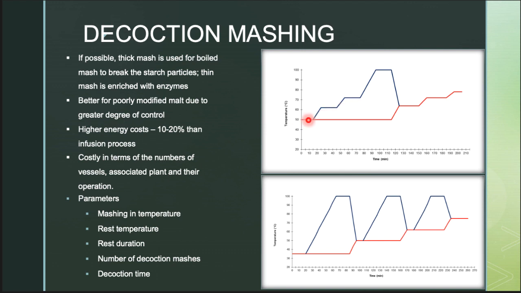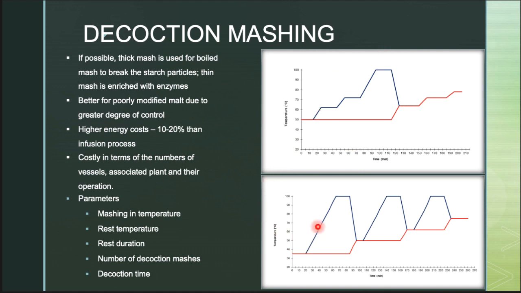For example, here mashing in is at 50 degrees centigrade and a certain portion of mash is withdrawn, boiled till 100 degrees centigrade and returned back to the main mash. So only one part of the total mash is boiled separately, and this is called single decoction.